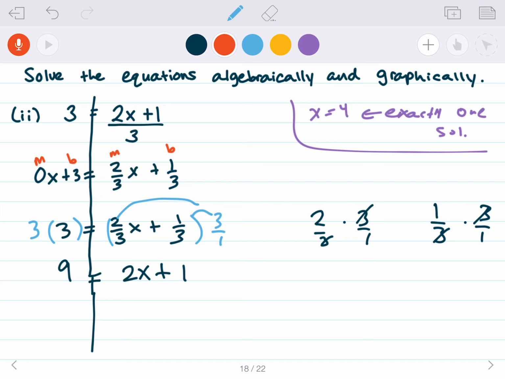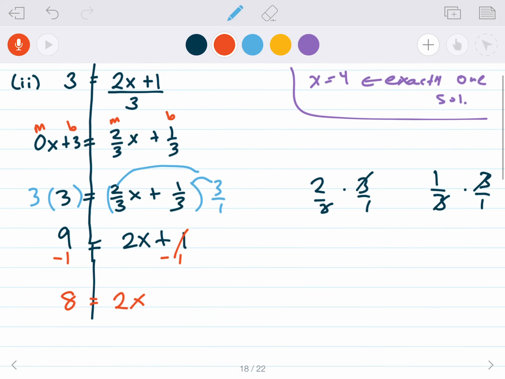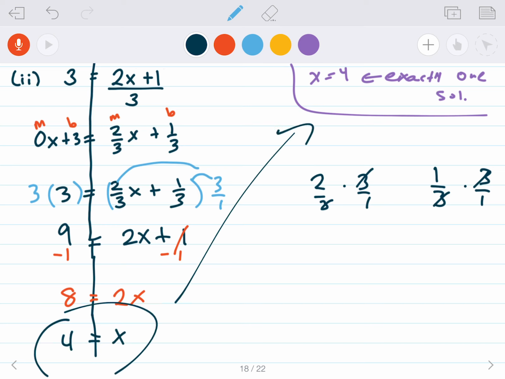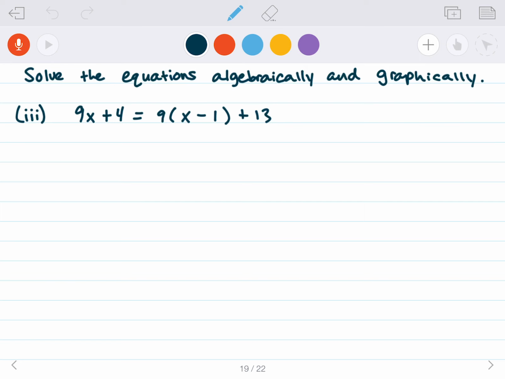Now I can solve for x by first subtracting 1 from both sides to give me 8 equals 2x. Now I'm going to divide both sides by 2 to give me x equals 4, and that is exactly what I got up here. So there's exactly one solution, x equals 4. Let's go ahead and do this one. So the left side looks good.